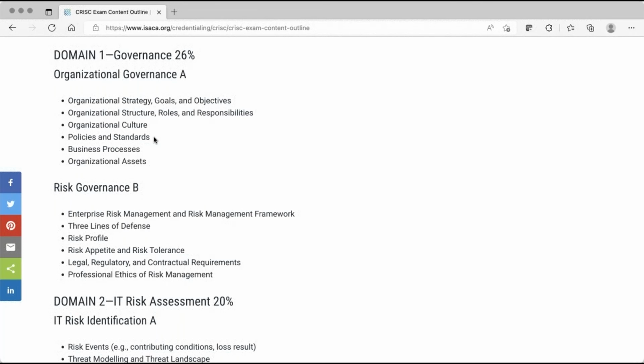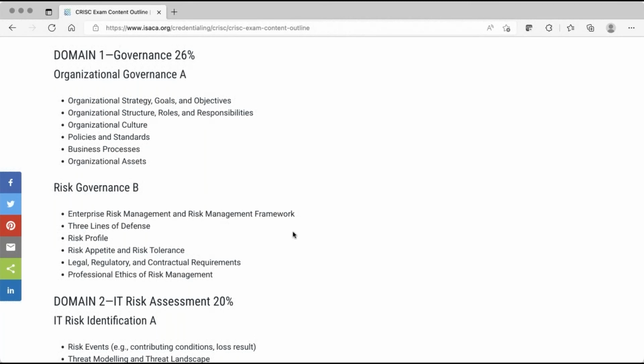So when they added this context, it makes more sense to understand that risk management is one of the most important aspects of security governance, right? There are many other responsibilities in security governance, but risk management is one of them. And that's what this particular domain is setting as context. It talks about enterprise risk management and the risk management framework.